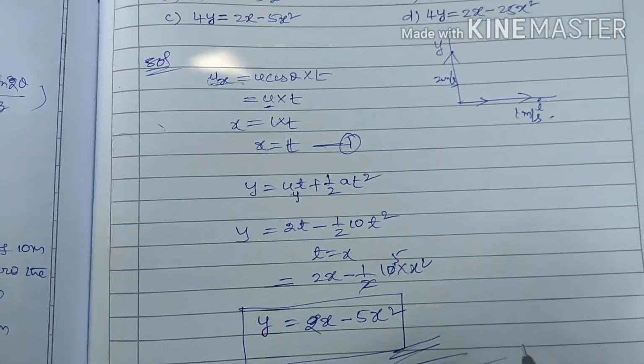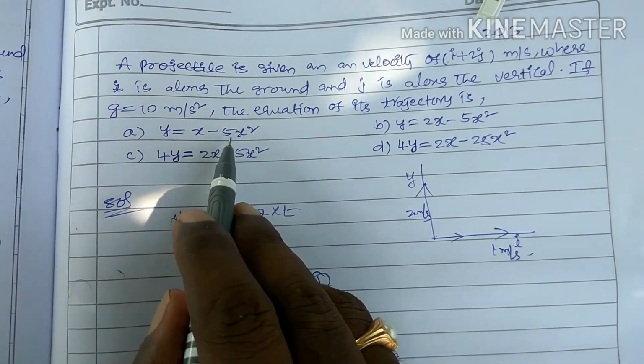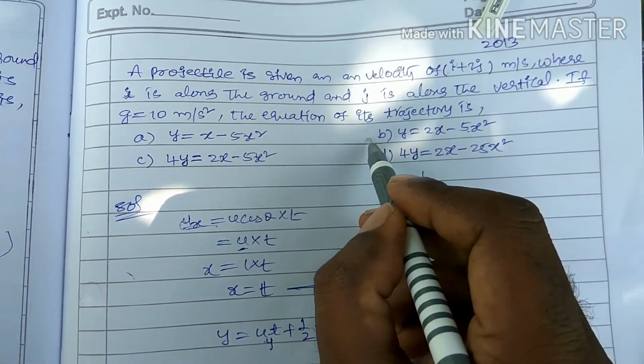This is the path of the projectile, where y is equal to 2x minus 5x square. Option B is the right answer.